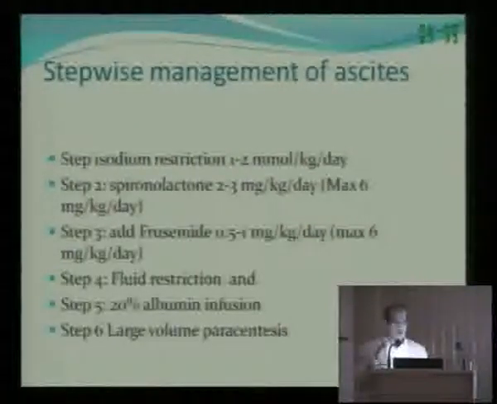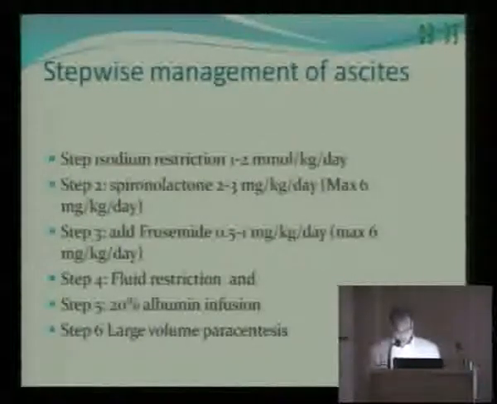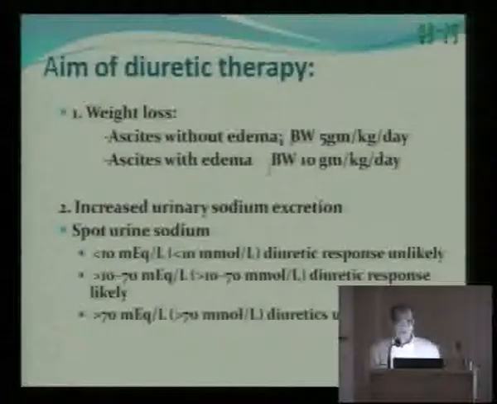And then you start with diuretics. First line always is spironolactone, second line is furosemide. You first use spironolactone and then furosemide, depending on the staging of your ascites. If it's tense ascites, there's no point grading it. You have to go with all your guns in and start the child on spironolactone, furosemide, fluid restriction, and give 20% albumin infusions along with furosemide to help. And if that fails, then large volume paracentesis is sometimes essential.